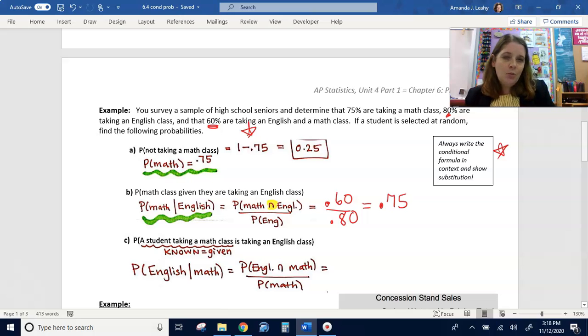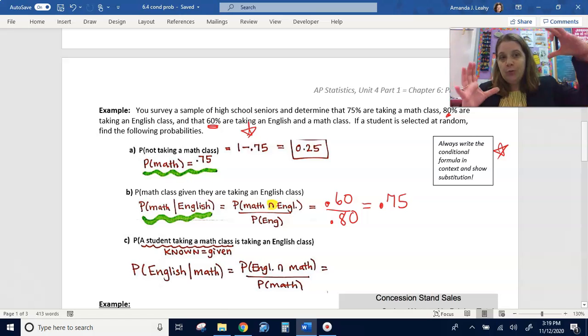Now, the other question says, what's the probability that a student taking a math class is taking an English class? This one's worded kind of weird. It doesn't say exactly the word given, but it does, because it doesn't say a student is taking math and English. What it says is a student taking a math class. What kind of student? One of our math class students. So that is known, that is given. We know that they're taking a math class.